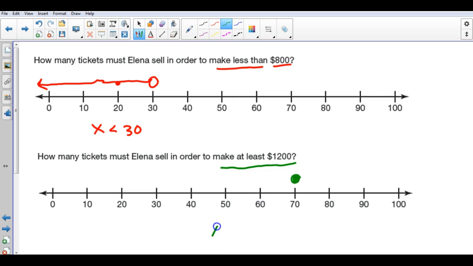The reason for that is because I want to know if she makes at least that amount, which means she can be greater than or equal to $1,200. So if she wants to make at least $1,200, she needs to sell at least 70 tickets. So I would say greater than or equal to. Notice it's a closed dot, and since it's greater than or equal to, we're going to draw an arrow pointing to the right. And what that means is if she sells 80 tickets or 90 tickets or 100 tickets, she will earn at least $1,200. If she sells 70 tickets, she will earn at least $1,200. So that's why we're closing the dot, and in the last example, we left it open.